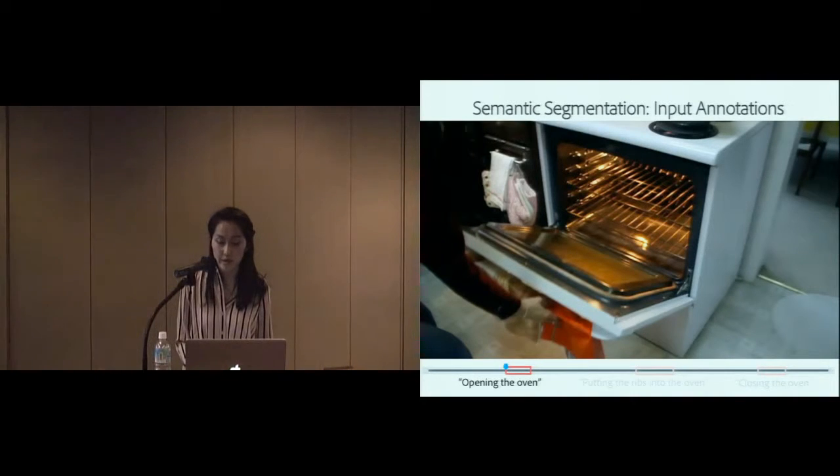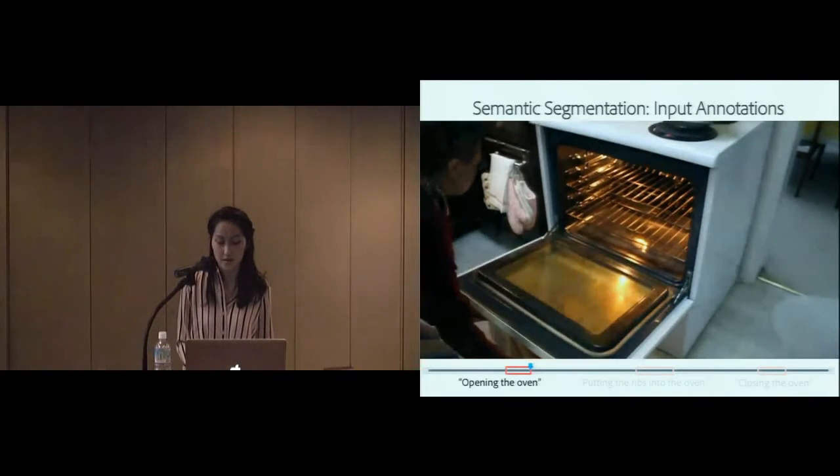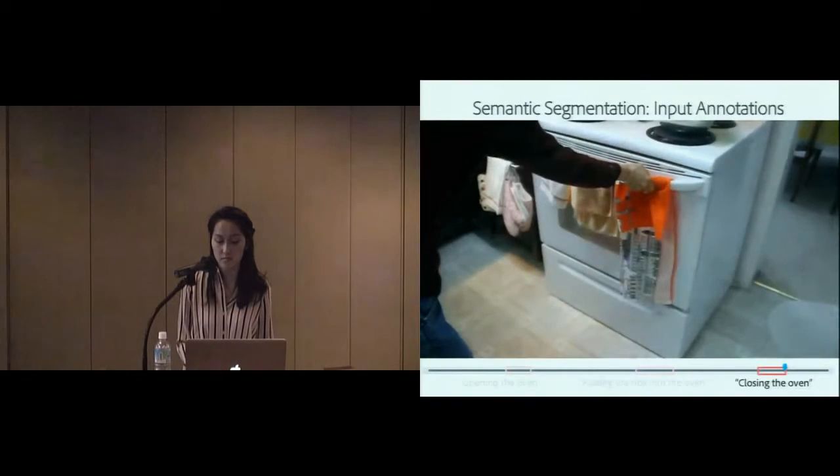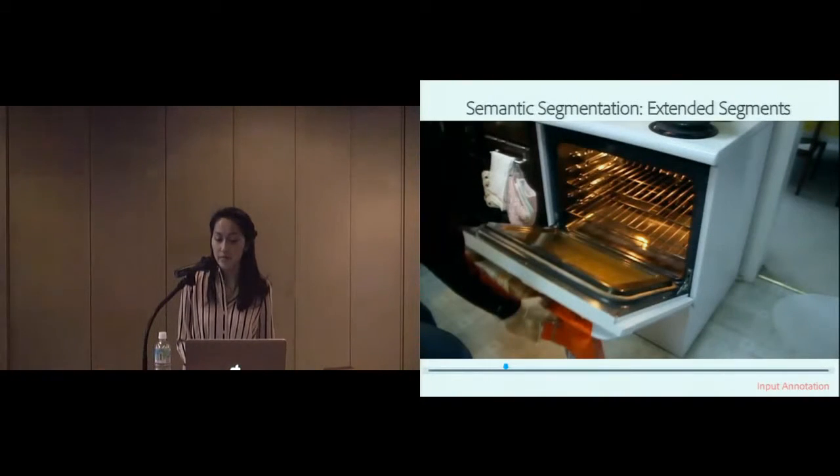Notice how the segments are quite short and how the user starts annotating after the event begins and finishes speaking before the event ends. Opening the oven. Putting the ribs into the oven. Closing the oven. We combine these input annotations with our motion segments to predict the boundaries for each action.